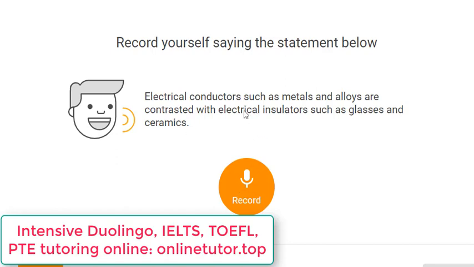In this case, even if I do it, a tutor with a lot of experience, even if I click record and say, electrical conductors such as metals and alloys are contrasted like, and I'm done. You see, you need to feel at least where those pauses are, where your clauses are, something like that.